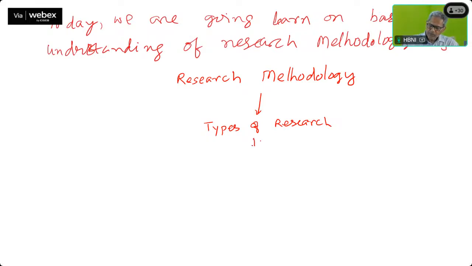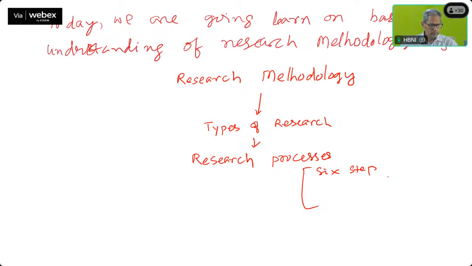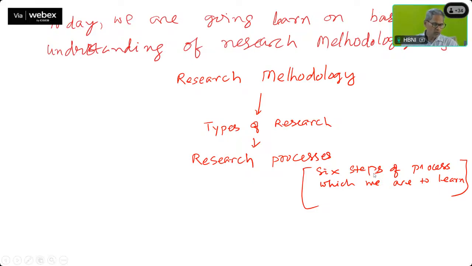Then the third thing we are going to learn is the research process, which has 6 different steps. That also we will learn in detail.